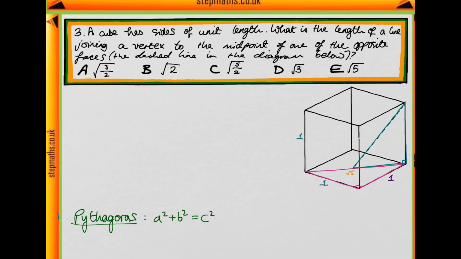Okay, so what you should have done is squared this side, added them together, so that's 1 squared plus 1 squared, which is 2. And that's going to give you the square of this side. So this side itself is the square root of that, or the square root of 2. So now we have that this whole side is the square root of 2.